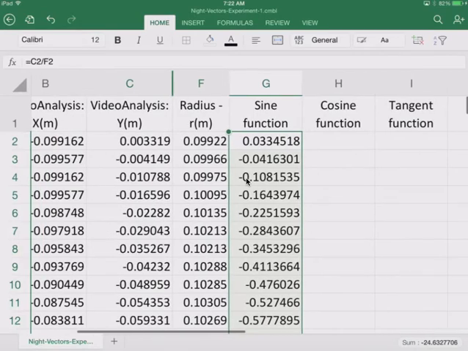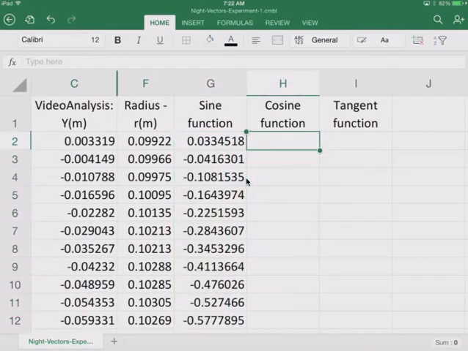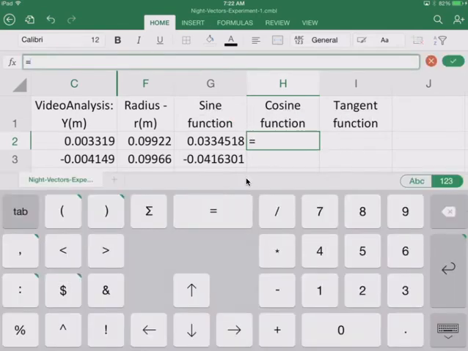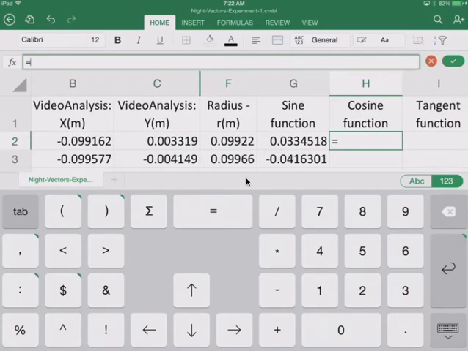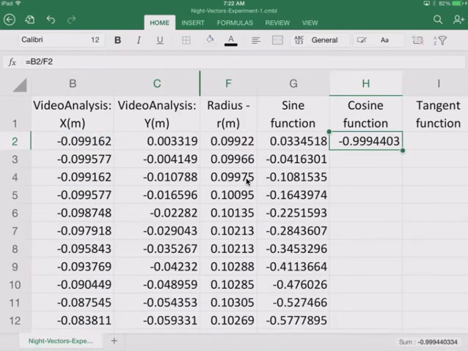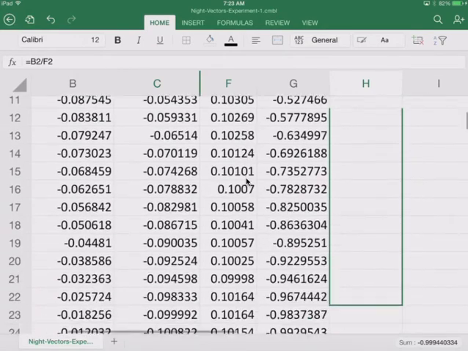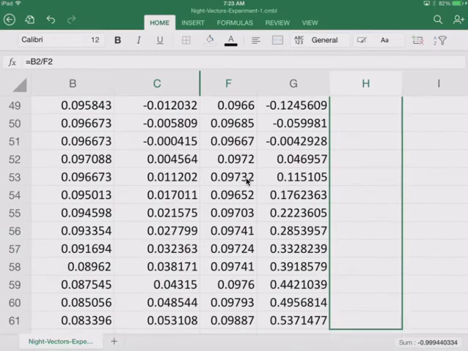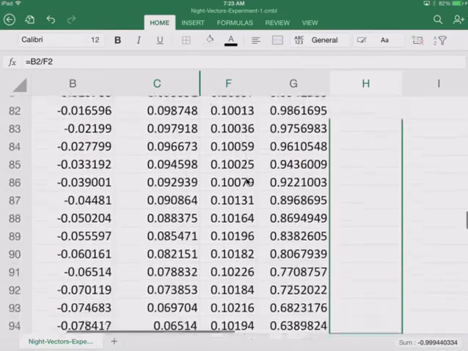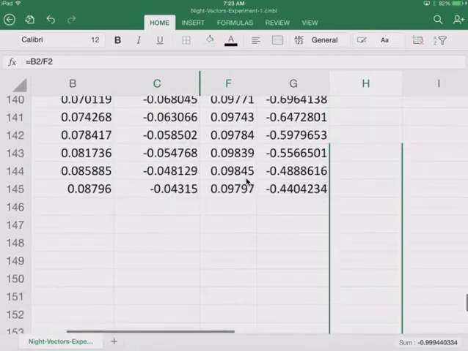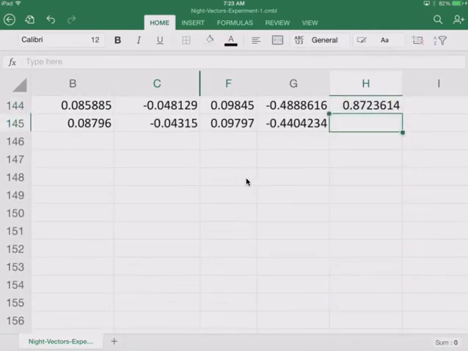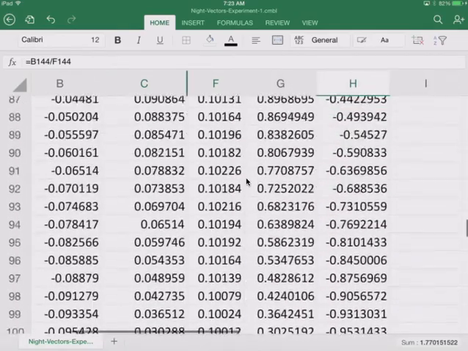I'm just going back to the top. Then we have our cosine function. And it's going to equal to x divided by r. Okay, so I'm going to select my fill function again. All right, so that's the cosine function.